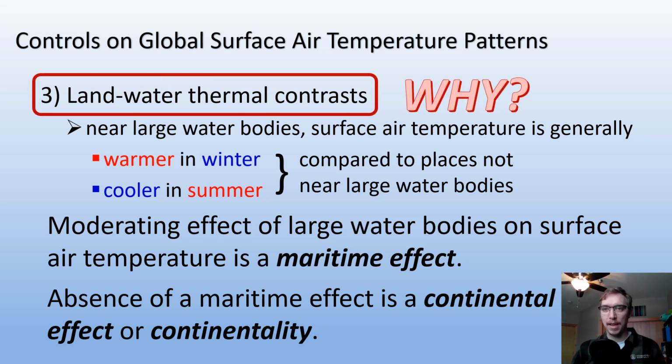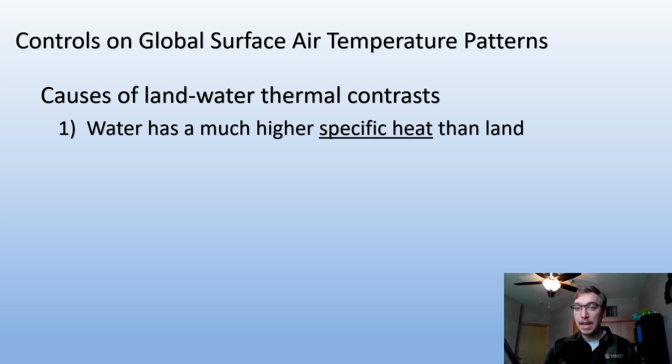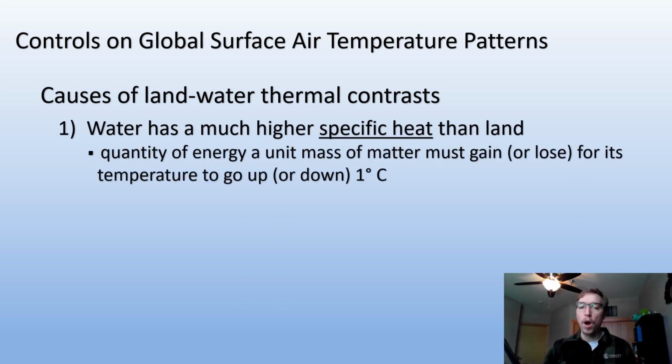Why is that the case? Well, water has a much higher specific heat than land. Specific heat is really just the quantity of energy a unit of mass of matter must gain or lose for its temperature to go up or down a degree. Water has a very high specific heat, which means it takes a lot of energy to warm it up, and it takes a lot of time for that energy to expend out of it. So it'll take longer to warm up, but it'll stay warmer longer, and it's a much more gradual curve versus the peakiness that you see over, for example, a continent.